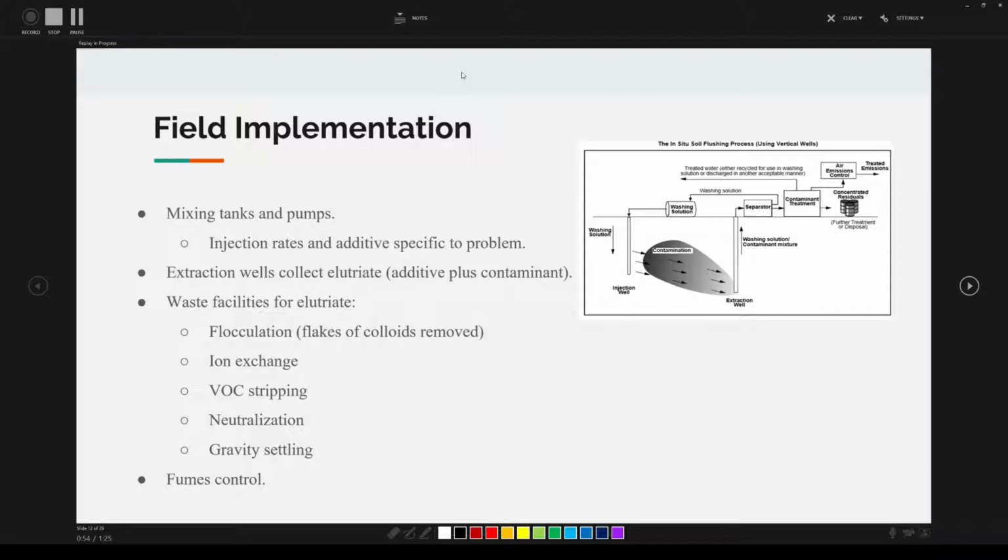Hopefully, we're able to recycle the additives, and the contaminants are then treated by ion exchange, volatile organic compound stripping, neutralization reactions, gravity settling, where the sludge is allowed to settle so that the waste can be treated accordingly, or flocculation, where the contaminant turns to colloids, which turn to flakes, which are then removed.